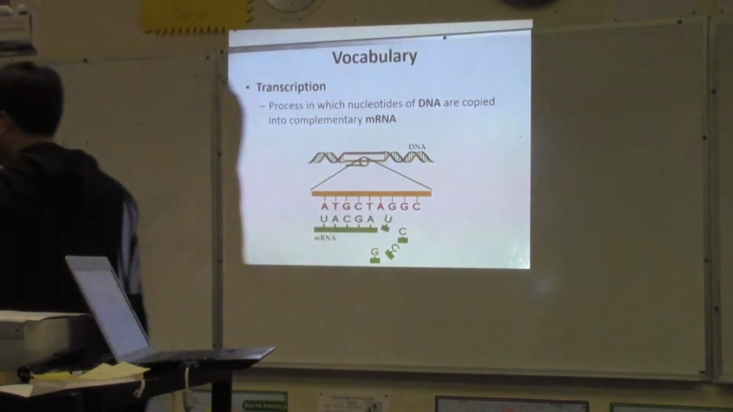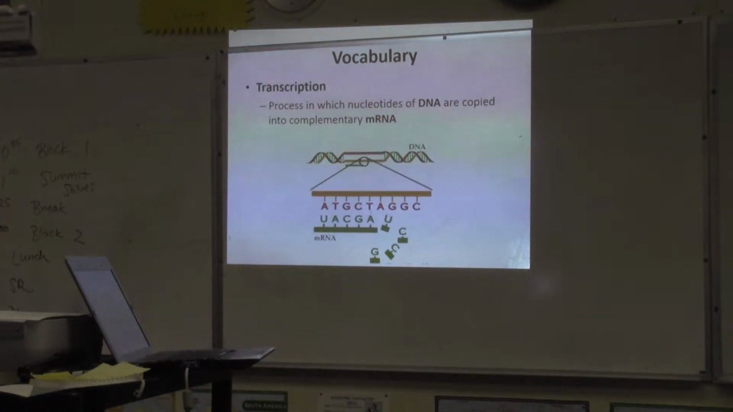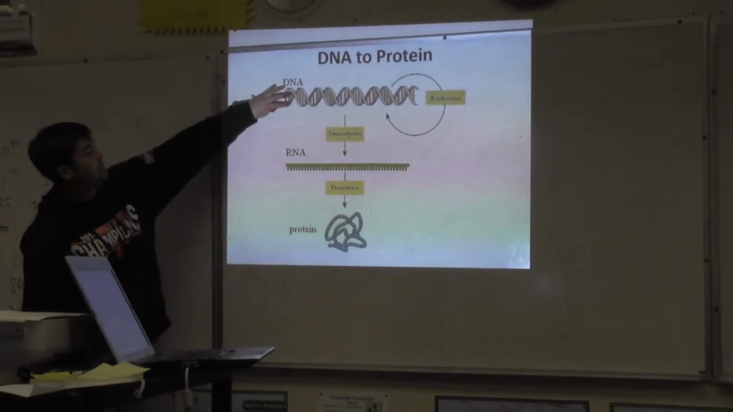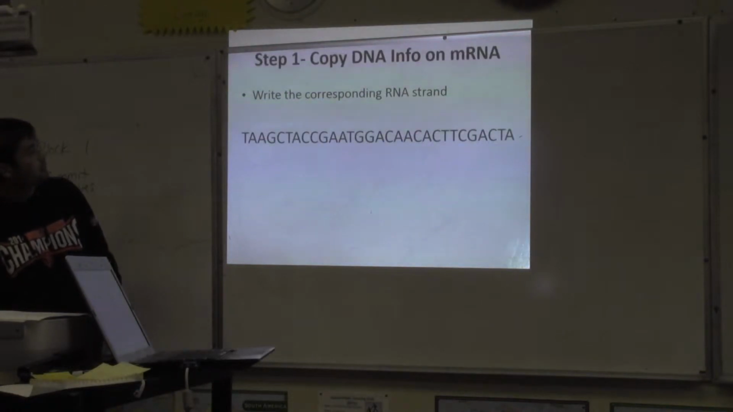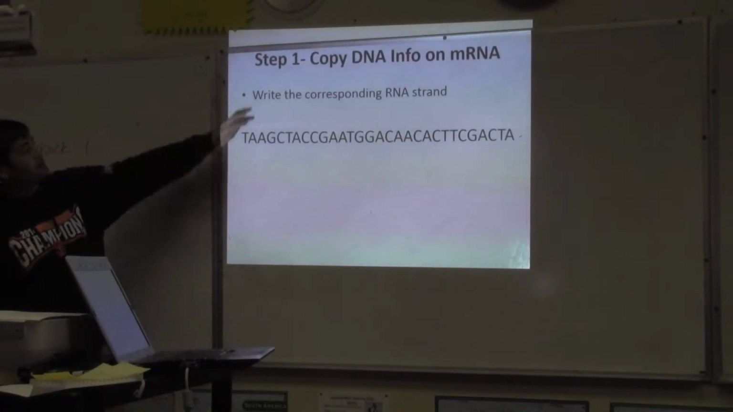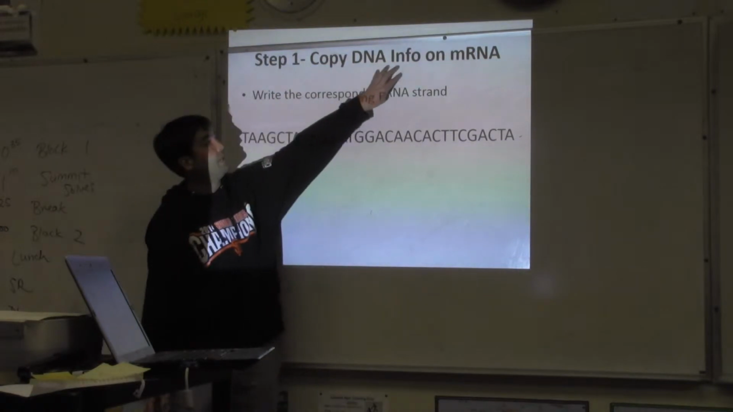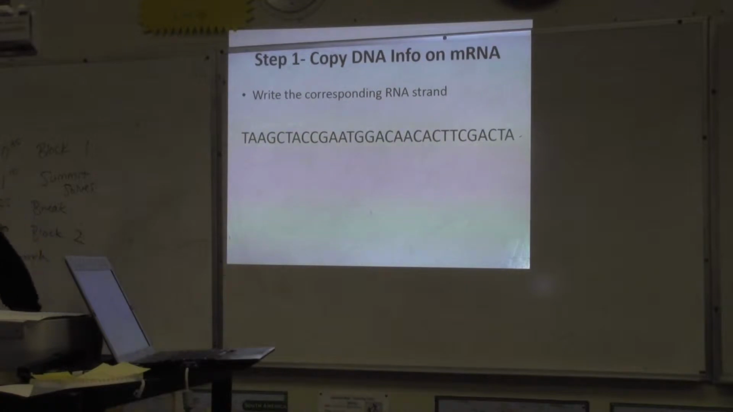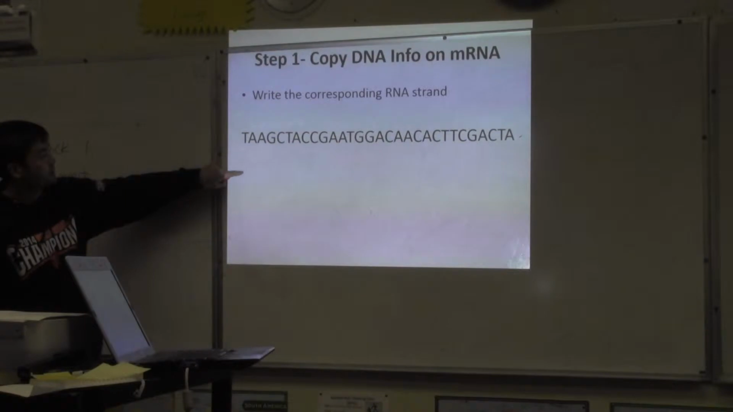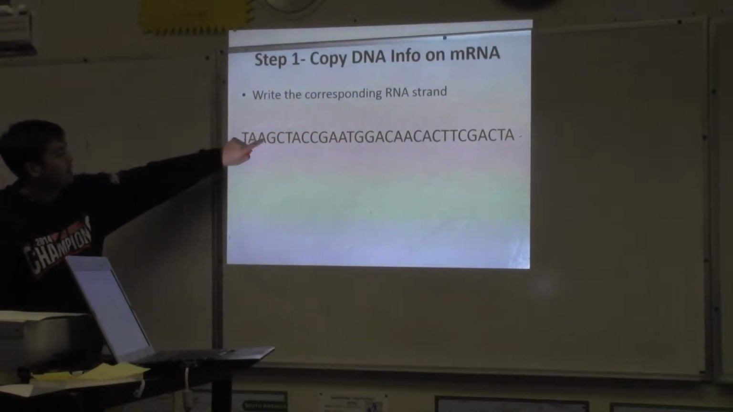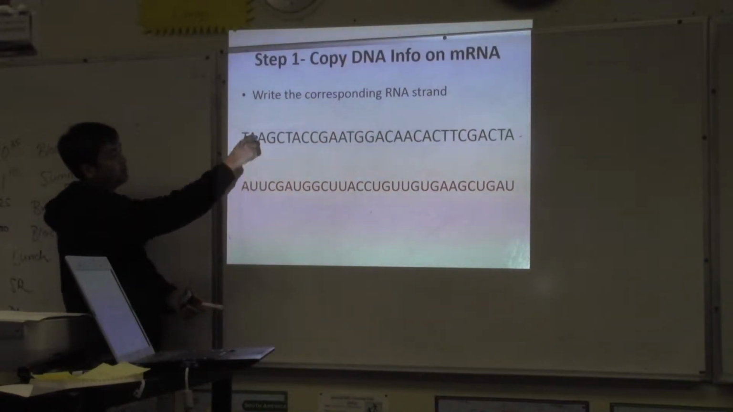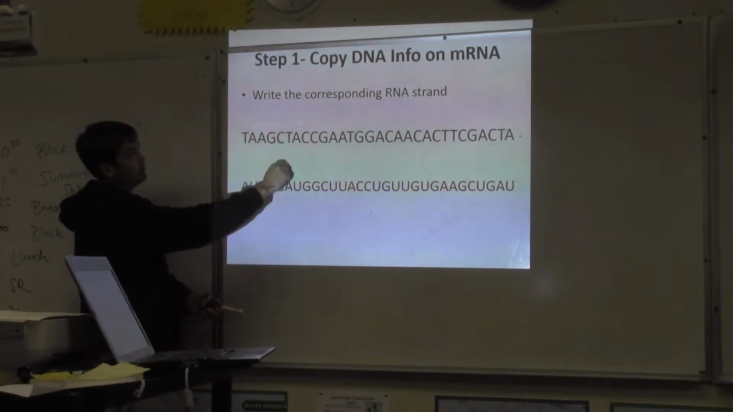All right, great. So let's talk about how this process of transcription, of turning our DNA into RNA, actually happens. Okay? So the very first step is that we copy the DNA info onto the mRNA. And so what we're going to do is write in the corresponding RNA strand. So if this is our DNA, we know that T matches up with A, A matches up with U, A matches up with U. And we're going to end up with the RNA that complements the DNA.